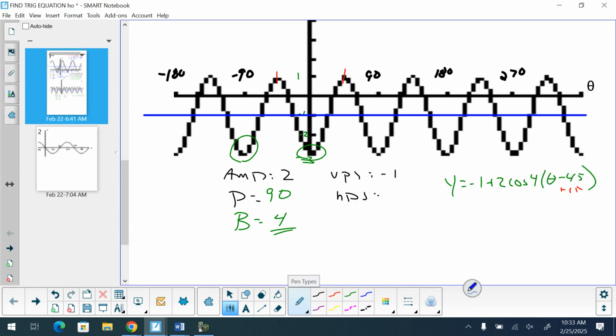Anybody use a negative cosine curve? What's your equation? Y equals -1 minus 2 cosine 4 parentheses theta plus 90. Alright. Or if we use this point right here, that would just simplify down to y equals -1 minus 2 cosine 4 theta, because you'd have a minus 0.